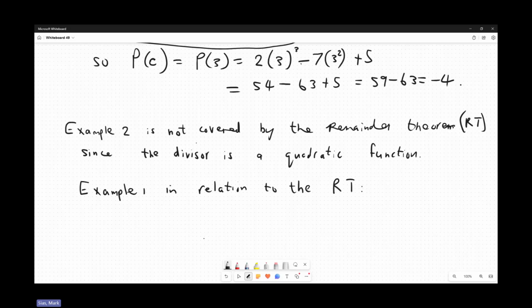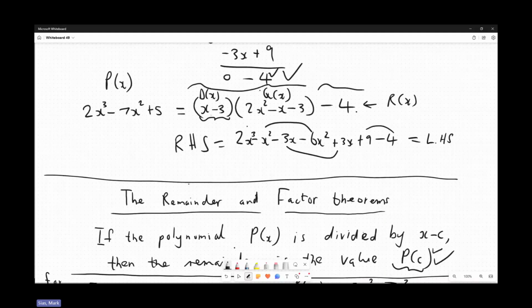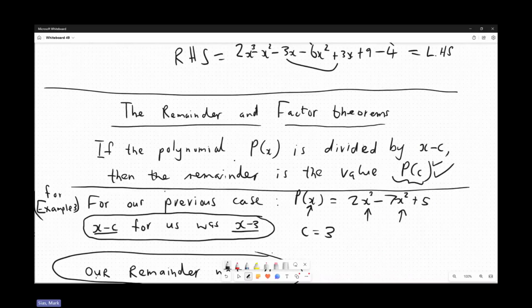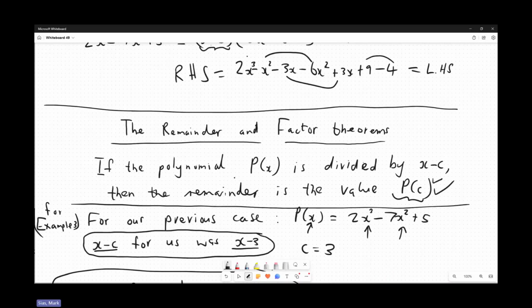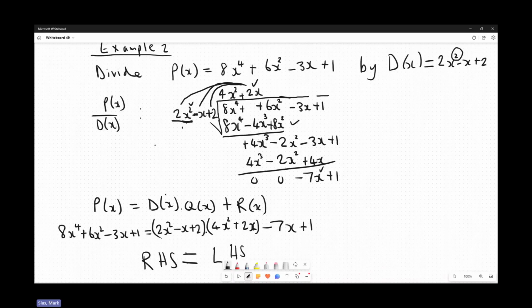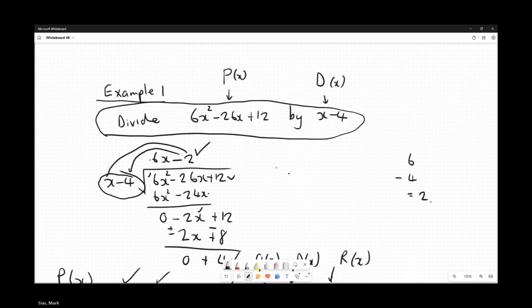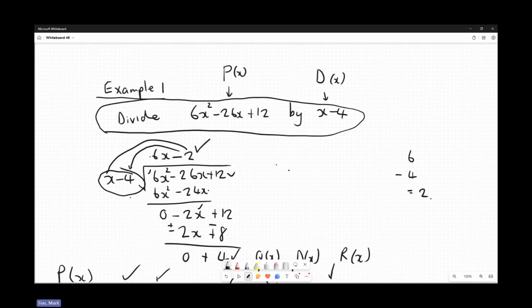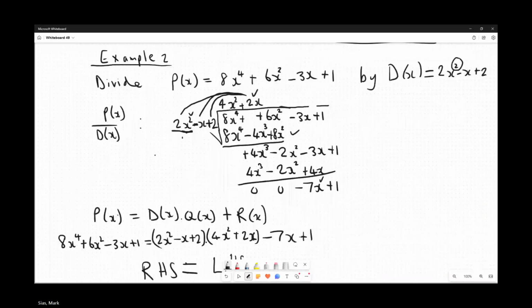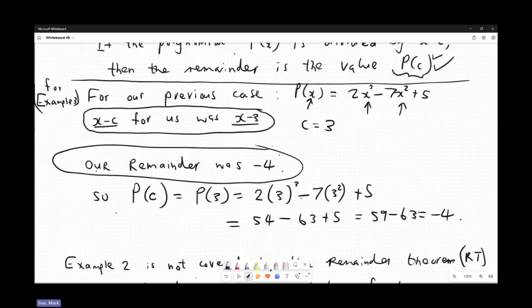Now we'll test example 1, whether it satisfies, whether that result is true in the context of the remainder theorem. Let us see what our function was for example 1. So now we're just applying the theorem and seeing whether we work correctly, okay? Which we knew we did because we checked everything. So our function P was 6x squared minus 26x plus 12. Write it down.